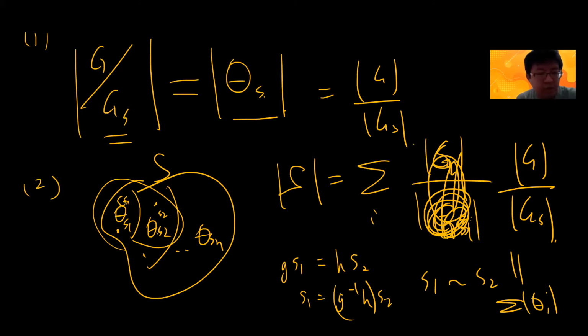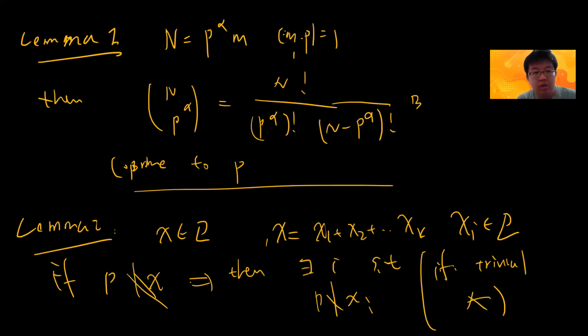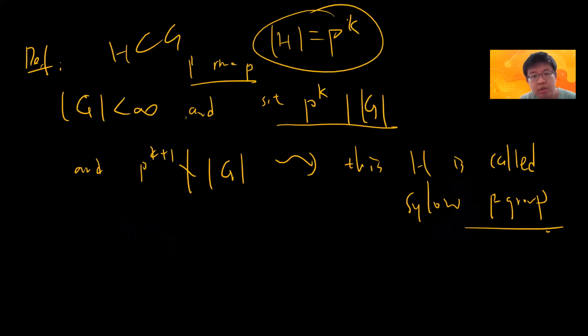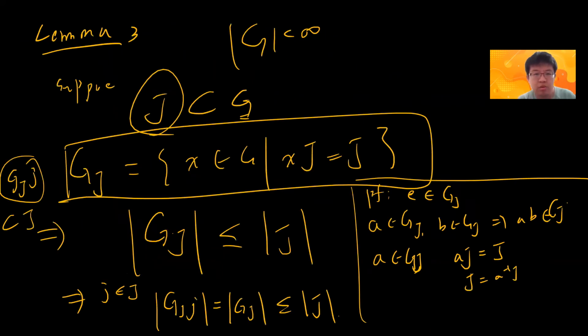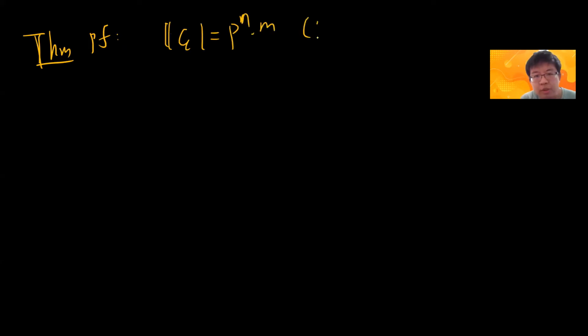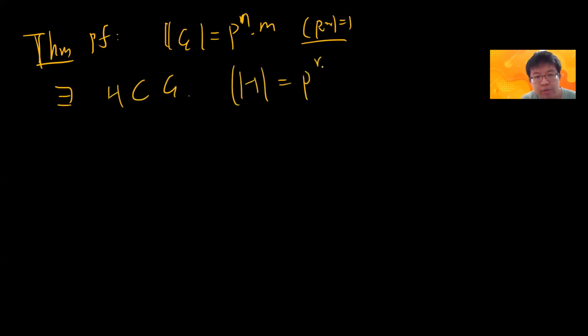Okay, so let's prove the first Sylow theorem. The first Sylow theorem says that a Sylow p-subgroup exists. So the idea of the proof is that if the order of G is, let's say, p to the n times m, and p and m are coprime, I want to prove that there exists a subgroup H of G whose order is just p to the n. This is what we're going to prove.